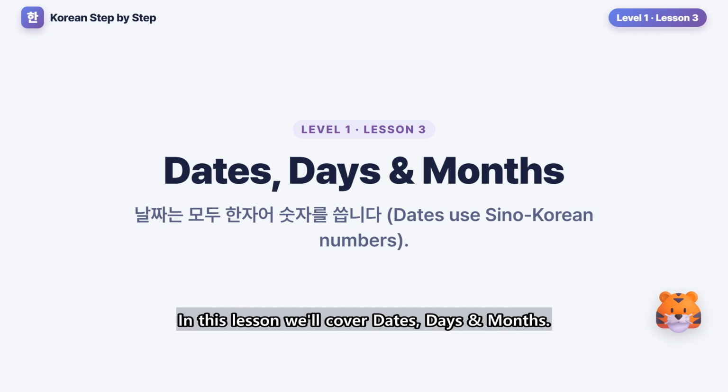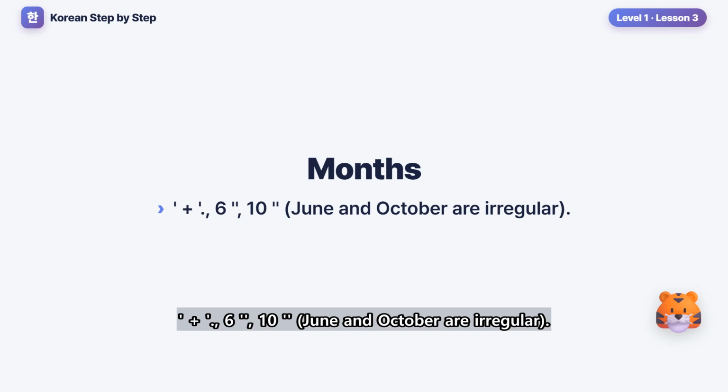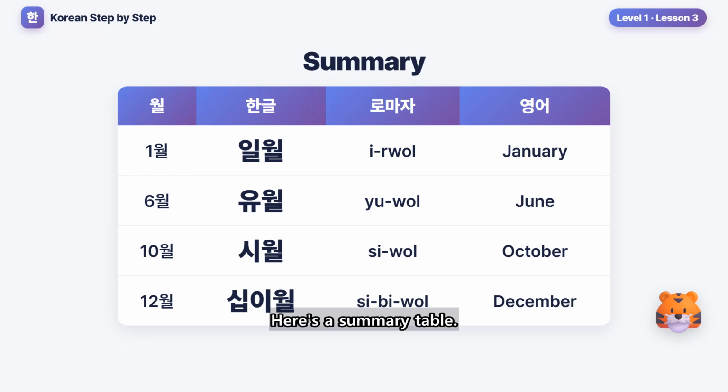In this lesson, we'll cover dates, days, and months. Dates use Sino-Korean numbers: year, month, day. June and October are irregular. Here's a summary table. Let's read the examples. 1월, 6월, 10월, 12월.